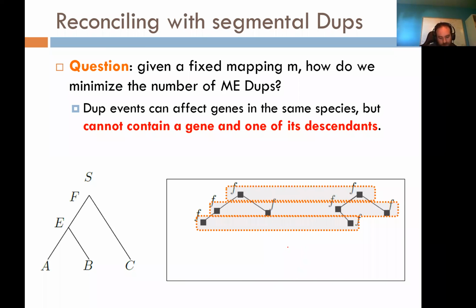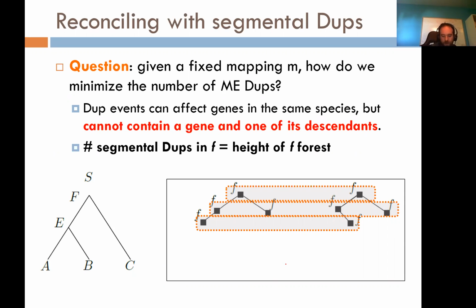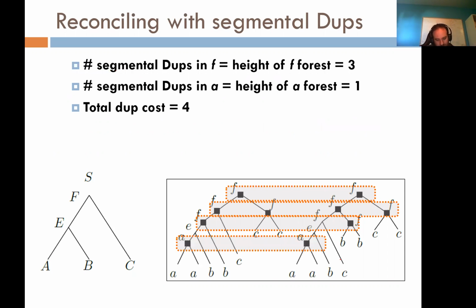So if you want to know how many duplications you need for a given mapping, you first look at the duplications in the F species, restrict to that, you get a forest, and the height of this forest tells you how many segmental duplications you have in that species. So pretty easy. You have to do the same in this example for the A species. So you have 3 in F, 1 in A, for a total of 4. So given a fixed mapping, this is easy. The challenge is to find the best mapping that will allow you to minimize that.